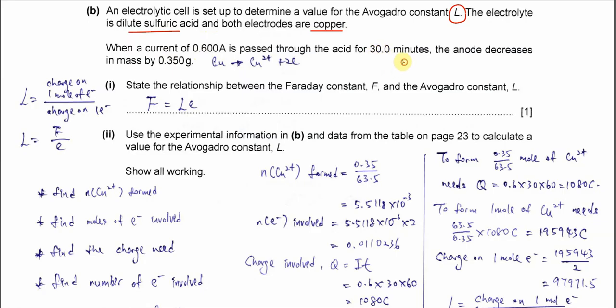So we can get the charge used, Q equals I times t. This is very important information, because from these two pieces of information we can get the charge used. Another important piece of information is that the anode decreased in mass by 0.35 gram, which means the copper is dissolving and forming copper 2 ions. The one that decreased is the copper, which forms this ion. Later we are going to use this mass to calculate the moles of copper ions formed.